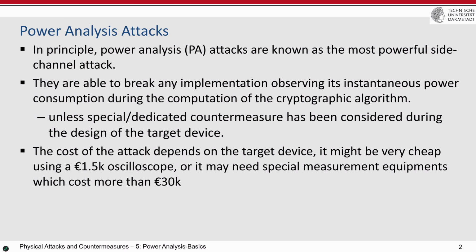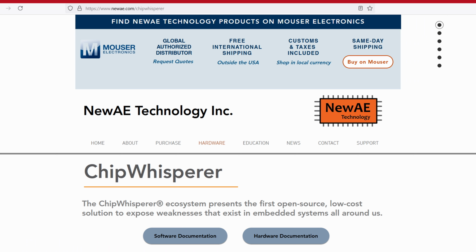And a 2,000 euro or 1,000 euro oscilloscope is not the limit. It means that you may also perform the attack with cheaper facilities. For example, there is something called ChipWhisperer, which is a combination of FPGA and ADC. ADC is analog to digital converter. Actually, digital oscilloscopes are nothing else than this.